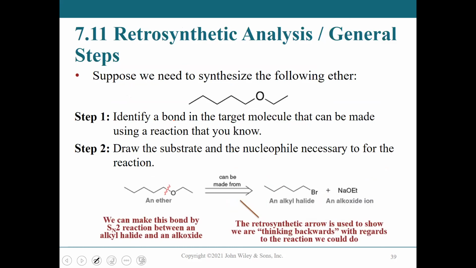Retrosynthetic analysis, general steps. In this particular case, this one is called the Williamson ether synthesis. Here you have to determine which one is the best combination of starting materials for this particular ether. Let me do it on paper, that's the best way. In this particular reaction, they tell me this.